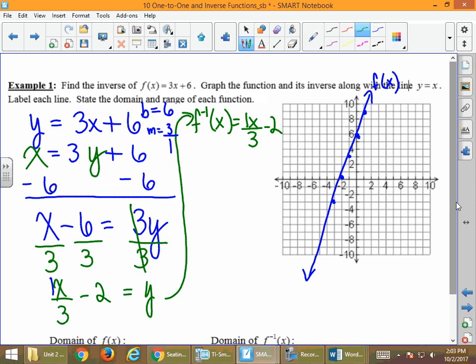We can also graph the green line. But we have to identify what's the y-intercept and what's the slope of the green line. What's the y-intercept? Well, it's -2. Our slope is 1/3. So here's -2. And then rise 1, run 3. Up 1, to the right 3, up 1, to the right 3. Go down 1, to the left 3.